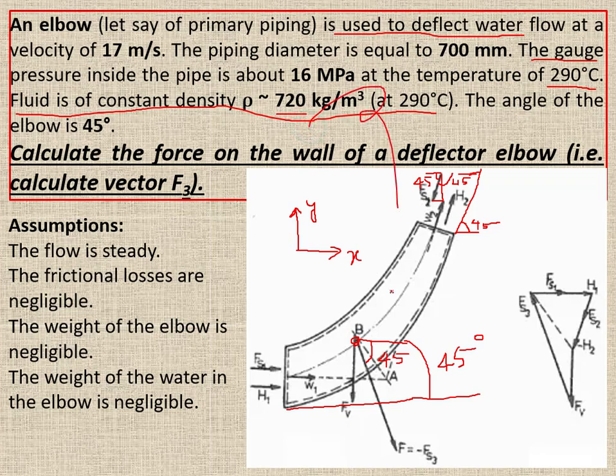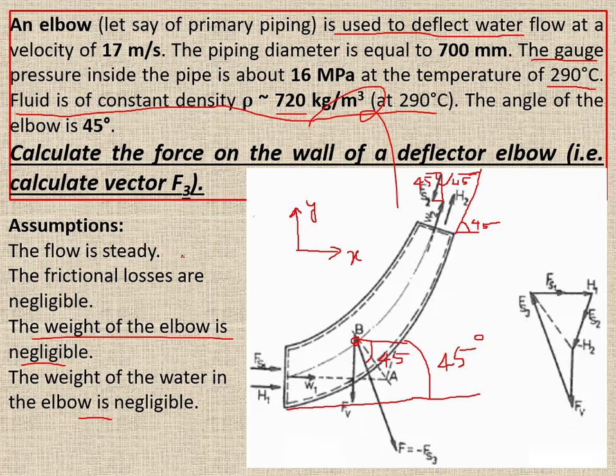Because you see, the weight of the fluid is acting downward. So the weight of the fluid and the weight of the elbow, both are negligible. We are not considering, in the first part, the weight of the elbow. In the second part, the weight of the water in the elbow is also negligible, because it also has an impact. But to make the calculation easier and simplified, we are neglecting these factors, and also we are considering the flow is steady and there is no friction loss.